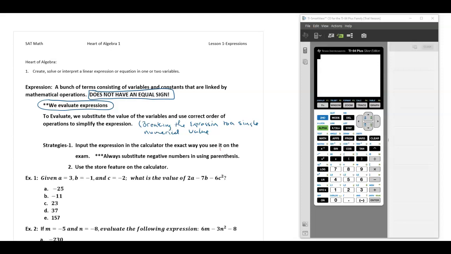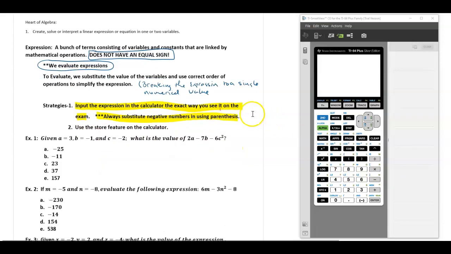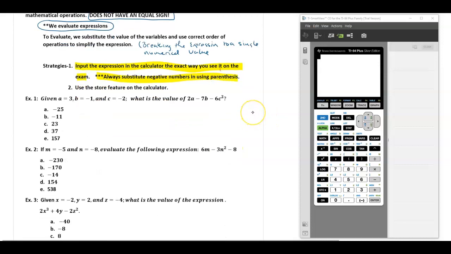Now, there's a couple of ways you can do this within the SAT. Strategy 1 is to input the expression in the calculator the exact way you see it on the exam. And when we substitute, we always substitute negative numbers, even positive numbers, using parentheses. Now, a second strategy for this is to just use what we call the store feature in the calculator. So we're going to do each of these using both methods, okay, on a couple of examples. Now, if simplifying this is a no calculator problem, you will have to know how to use correct order of operations to evaluate these expressions.